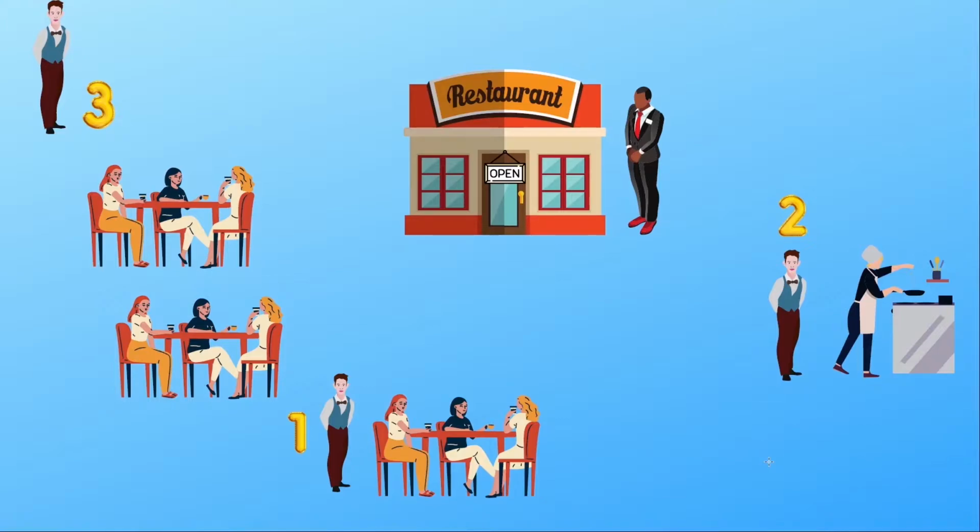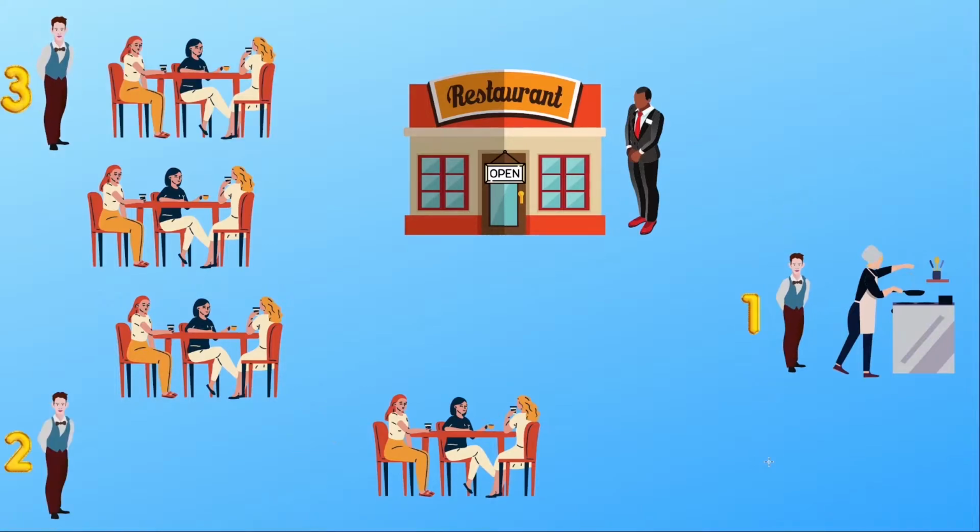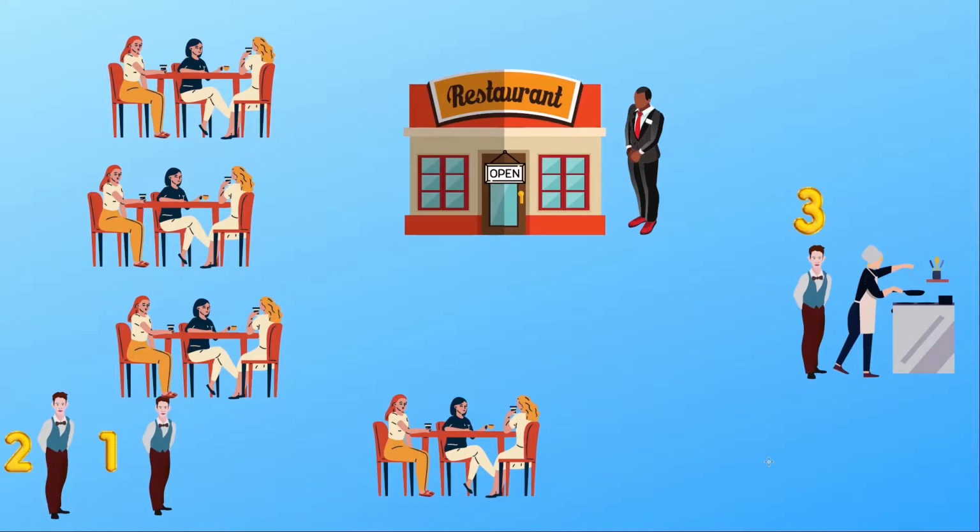So when a new group came, as he was free, he went to the table to take the order. And waiter number 2, who had already taken the order from the customers, went to the kitchen and gave the order to the cook. Now the next group came, as waiter number 3 was free, he went to the table to take the order and then he went to the kitchen to give the order for food preparation.